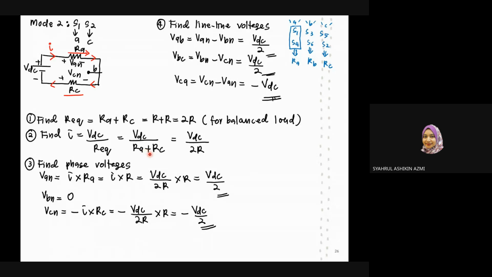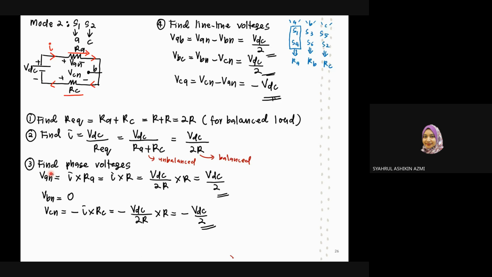If let's say that you have an unbalanced load, you need to use this equation over here. Basically, it's the same, just a different representation. This is for balanced load. This is for unbalanced load.